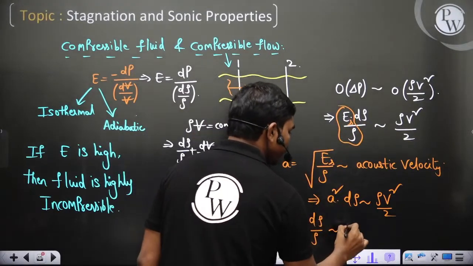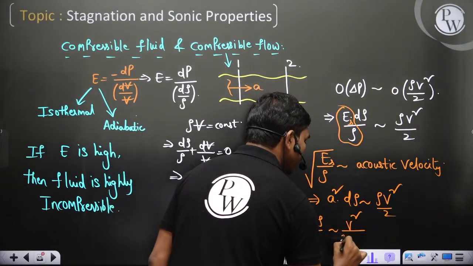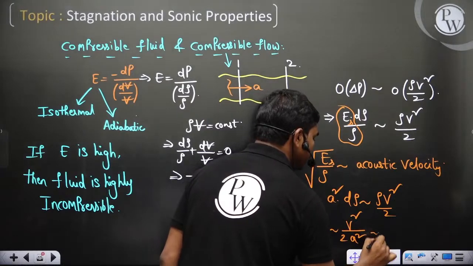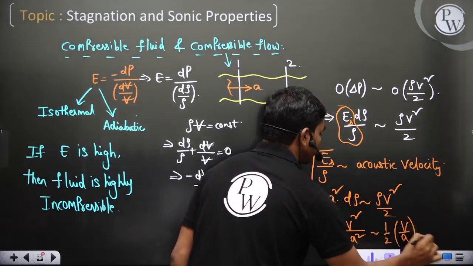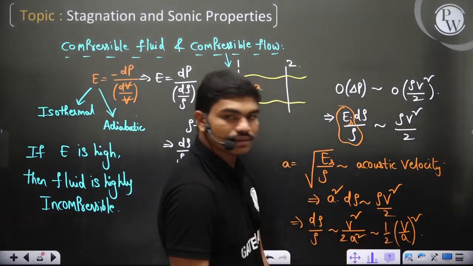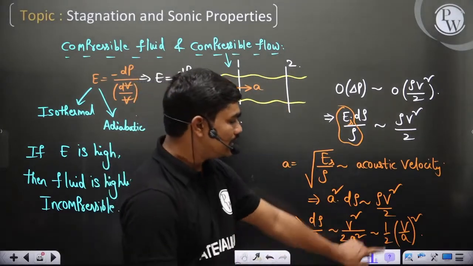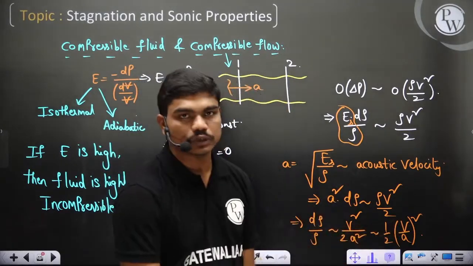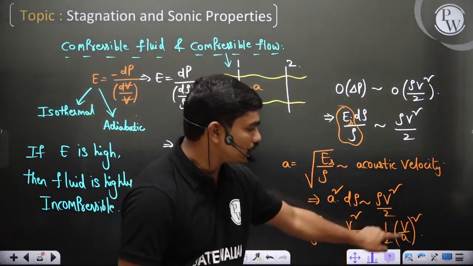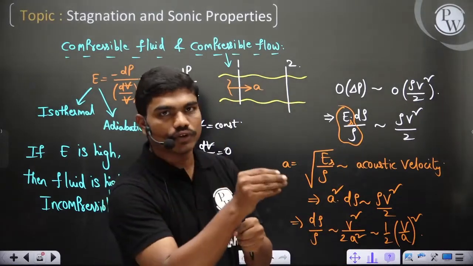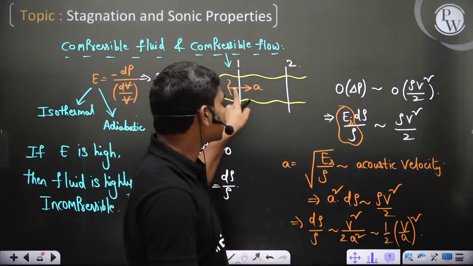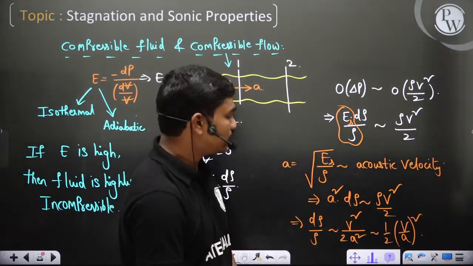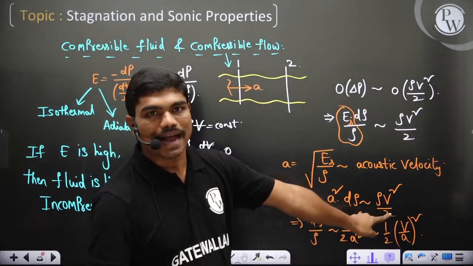This scales to v square by 2 times a square, and this is equal to 1 by 2 times (v by a) whole square. So this quantity is a dimensionless quantity, because this is a ratio of 2 velocities. The first velocity is the actual velocity of the fluid, and the second velocity is the velocity of this disturbance in this medium, in this fluid. So this v by a is actually called the Mach number, clear?